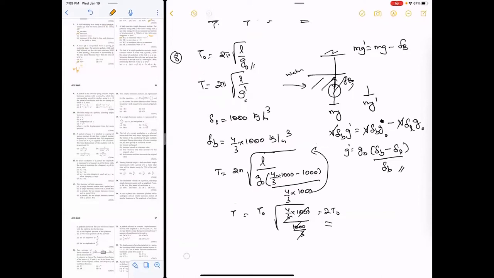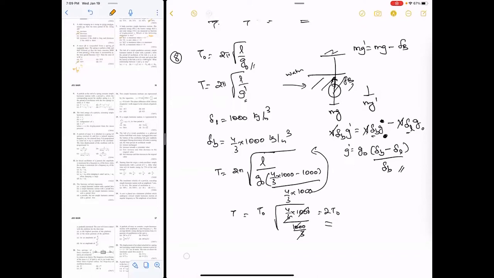So how is it changing? There is weight mg downwards and force of buoyancy Fb upwards. So net downward force is mg minus force of buoyancy. So what is mg dash? Volume of the body into density of the body into g dash. This is the g effective, which is equal to volume of body, density of body into g naught. This is the actual weight, minus force of buoyancy. Buoyancy force is volume into density of liquid into g naught.